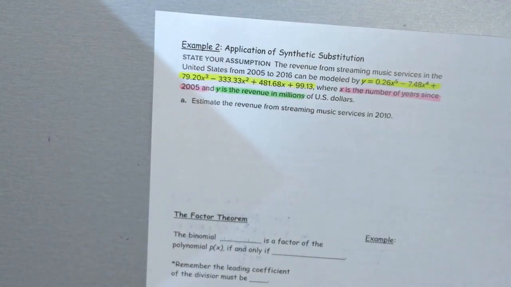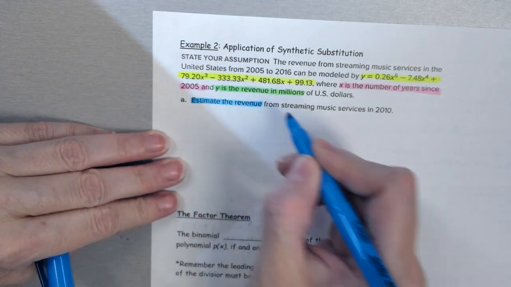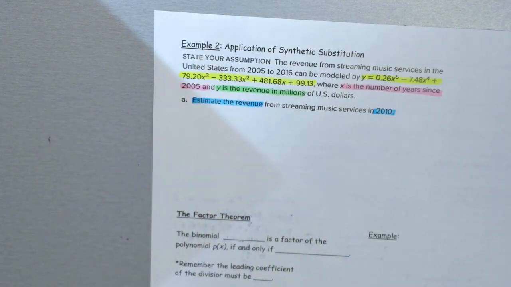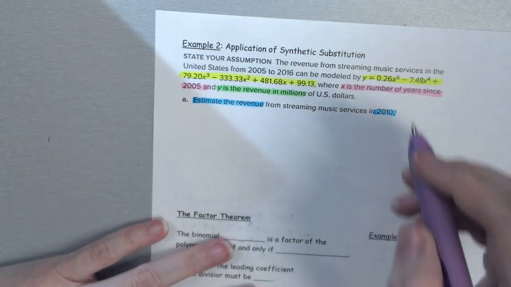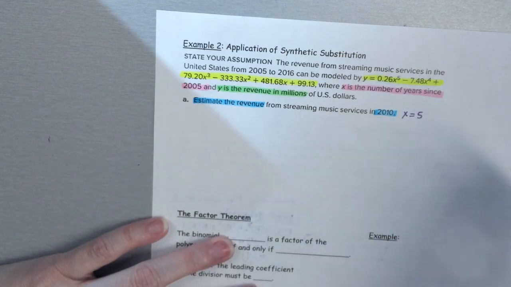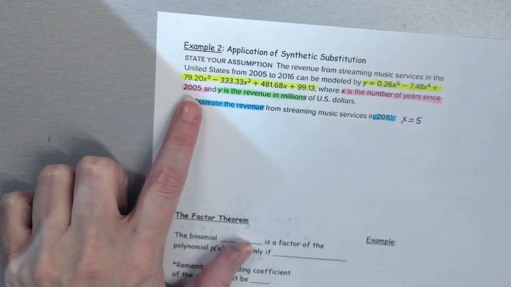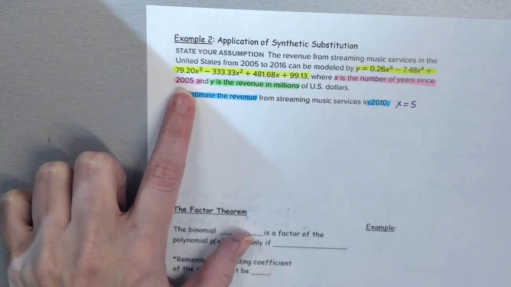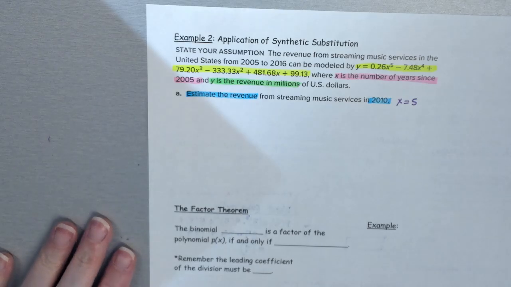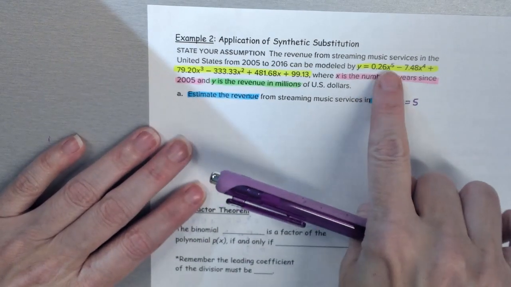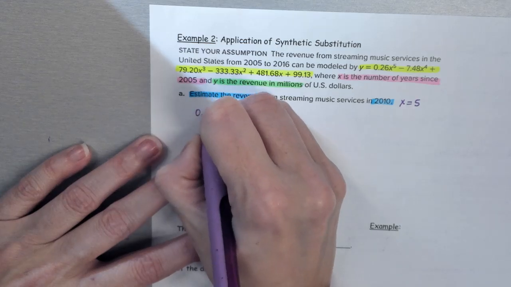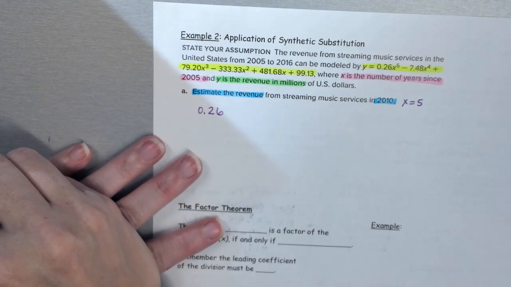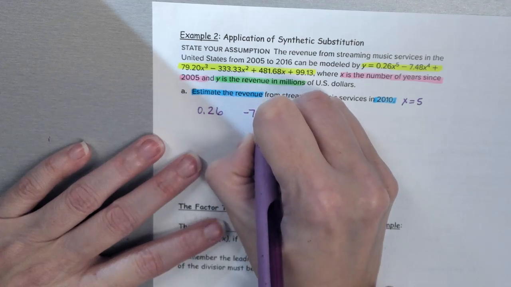What we have to do is estimate the revenue from the music services in 2010. So if it's in 2010, what is our value of X going to be in this case? Yes, how did we come up with that? Well, it tells you it's since 2005, so from 05 to 10, 5 years. So when you set this up, I'm actually going to write my coefficients first because we have a lot here. So we're going to start with the x to the 5th, which is 0.26. Remember, if it's a negative, we want to make it negative.